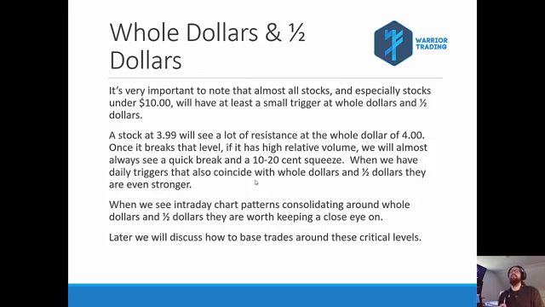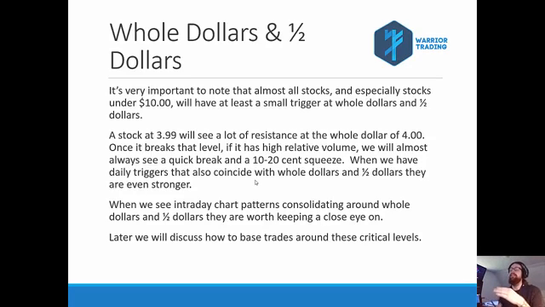And one last thing to note are whole dollars and half dollars. These are very important price levels on stocks, especially under $10, but really on stocks of all price ranges. We almost always have a little bit of resistance and a possible trigger when we're approaching half dollars and whole dollars. And you'll see that I take a lot of my entries right around those levels with a stop just on the other side. So a stock at $3.99 will see a lot of resistance at the $4 level.